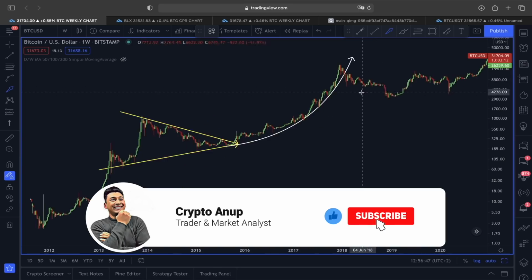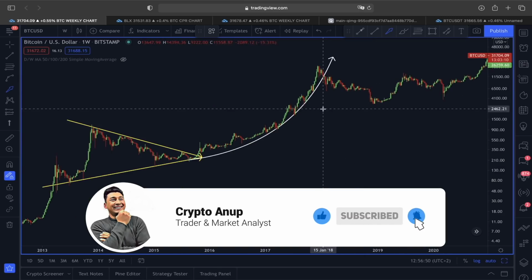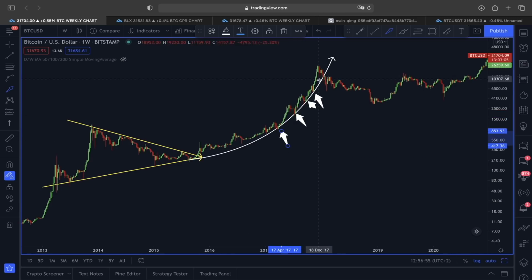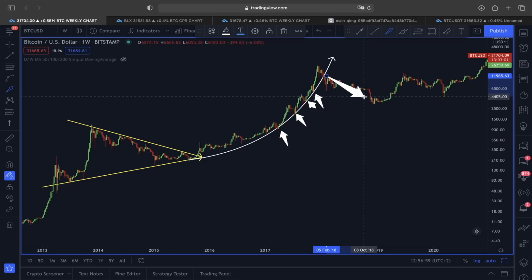And as soon as the price broke out of this parabolic curve, which was previously acting as a very strong line of support, as soon as we broke out of this parabolic curve, the actual bear market from 2018 started and brought us all the way towards this 3000 price range.